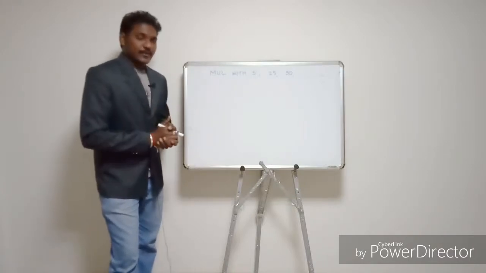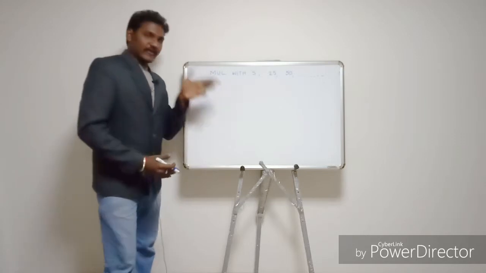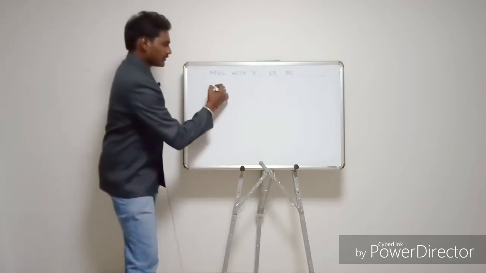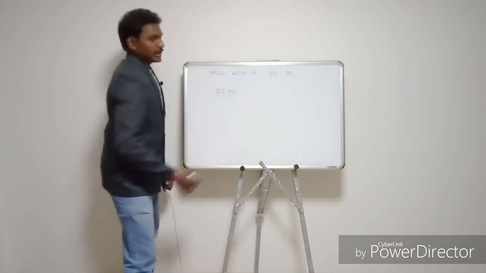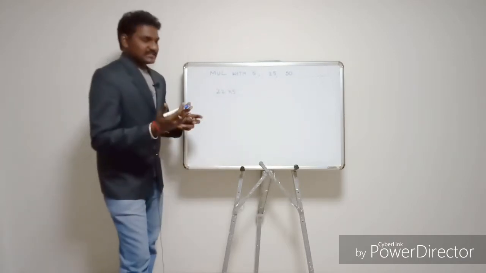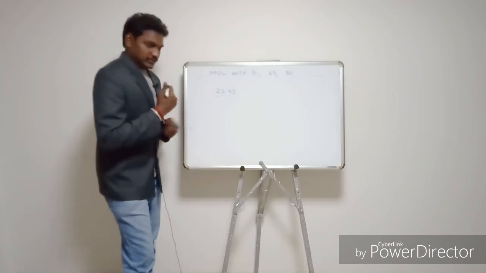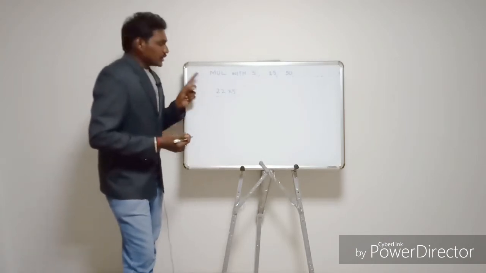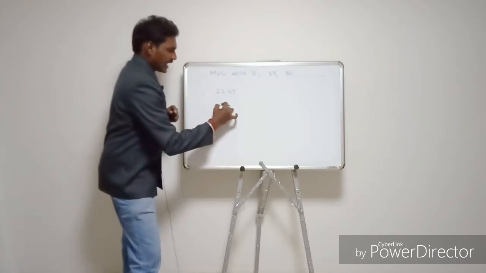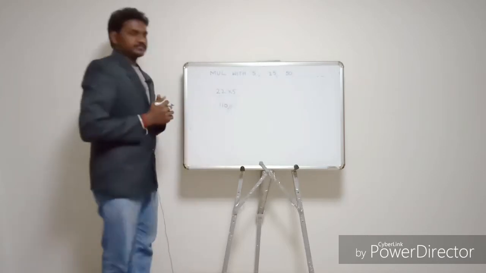We are going to discuss a beautiful shortcut of multiplying any number with 5. Let us take an example of 22 into 5. I am not doing it in a normal way. Instead, I will divide this 22 by 2. 22 by 2 is 11, and I'll add simply 1 0.